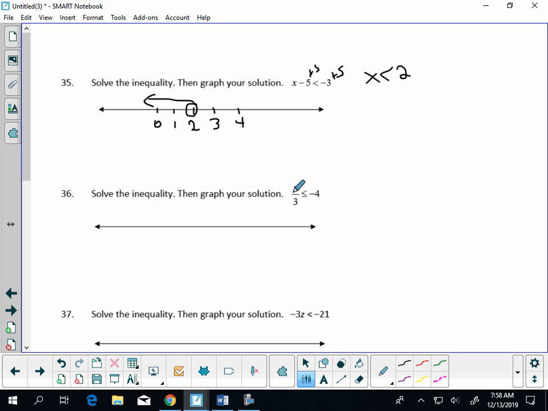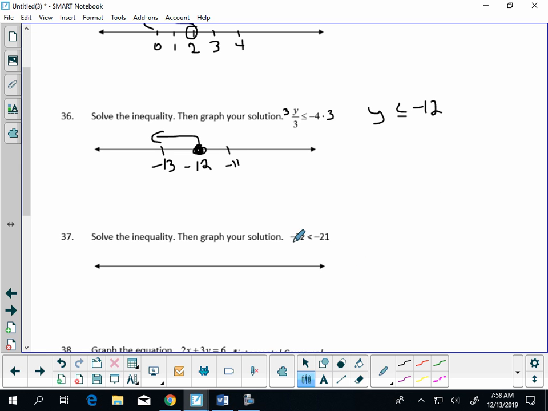On here, I want to get rid of that 3. So I multiply both sides by 3, and I get y is less than or equal to -12. Put -12 in the center. Something bigger, something smaller. Be careful when you label your negatives. That's going to be a closed dot, shaded to the left.